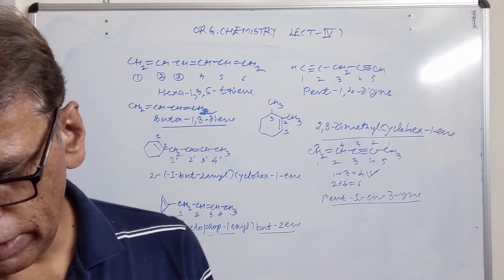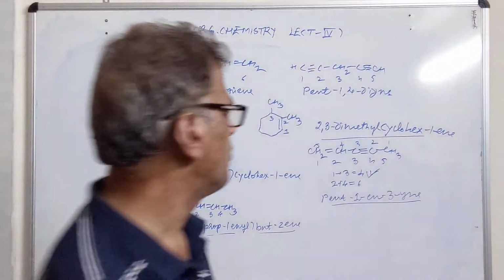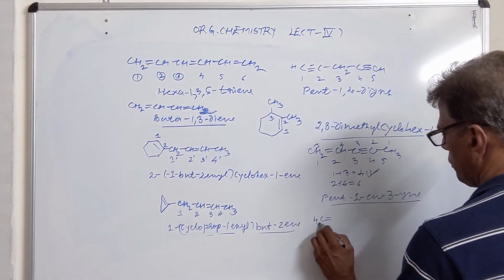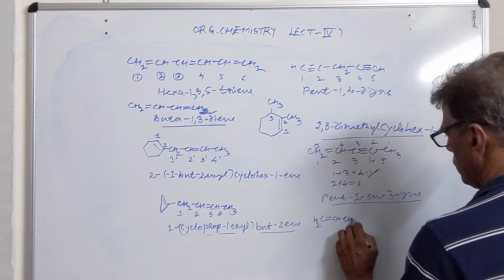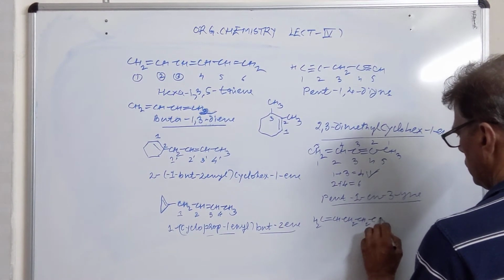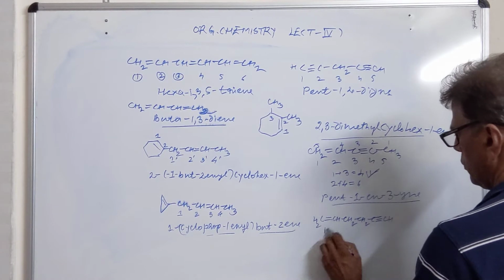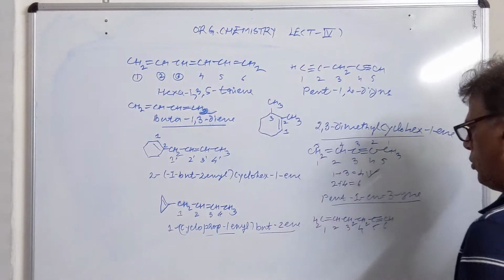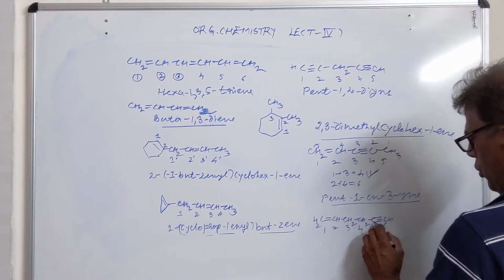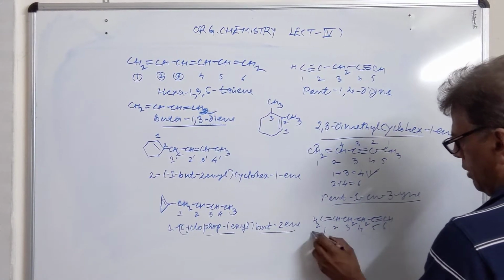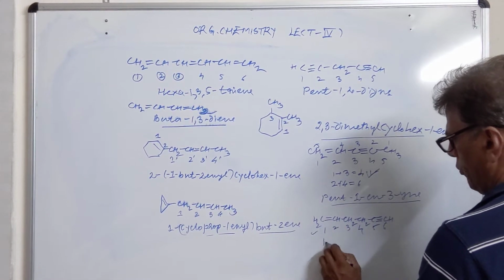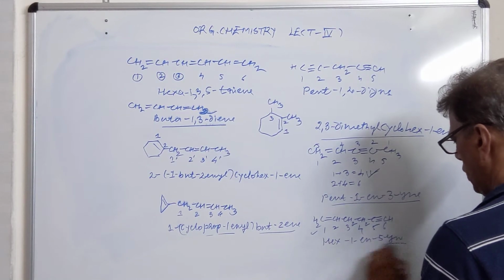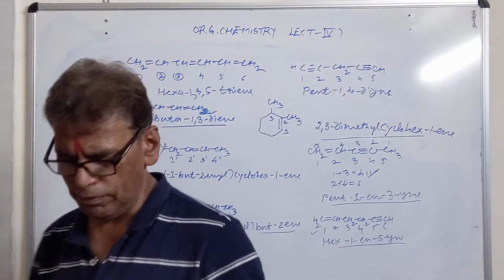Then we have one more name, hex-1-ene-5-yne, a 6 carbon system. In this case, the sum of the numbers will be the same from both ends. Therefore, it is to be numbered from this end. This numbering is okay. We have a 6 carbon system, hex-1-ene-5-yne. This is the correct naming of this mixed system.